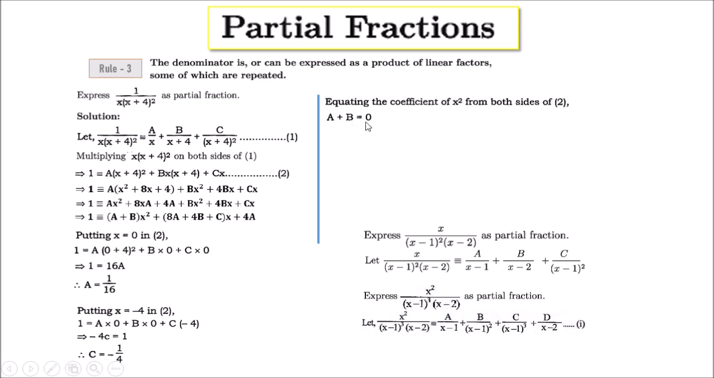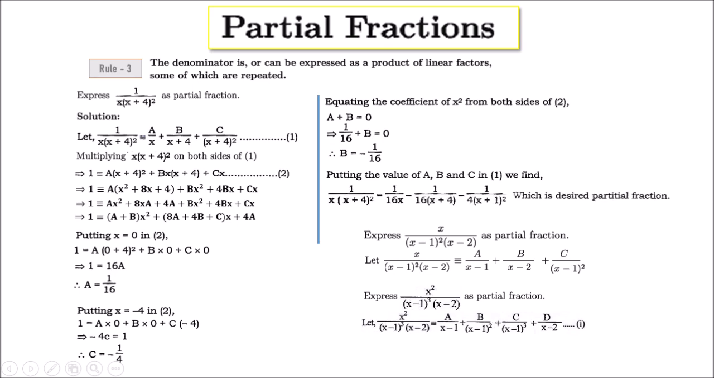That's why I'm just writing a plus b equal to 0. Now what is the value of a? I'm just putting 1 by 16. So b equal to minus 1 by 16. So now you get the 3 alphabets. The values are a equal to 1 by 16, c equal to minus 1 by 4, b equal to minus 1 by 16. Now you can put it in a, b and c, and you get this.